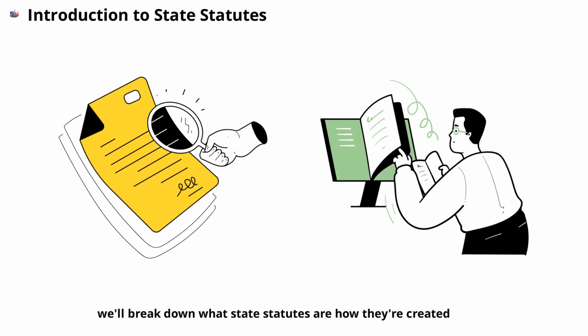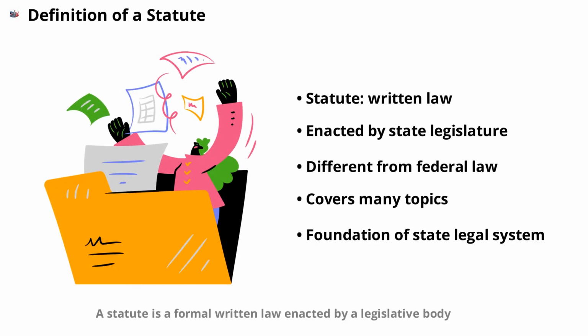In this video, we'll break down what state statutes are, how they're created, and most importantly, who is responsible for enforcing them. Let's get started by exploring the basics. A statute is a formal written law enacted by a legislative body. In the context of state statutes, this means laws that are specifically created and passed by a state's legislature.